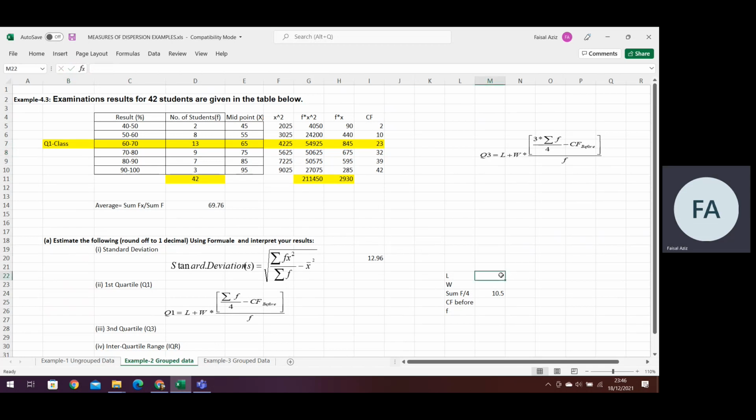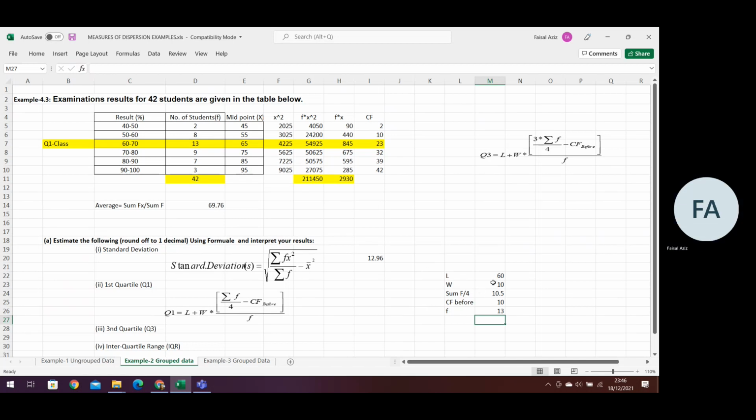So you can see over here that the lower limit of the Q1 class is 60. The width, which is the difference between the highest and the lowest limit, is 10, and the cumulative frequency before is 10. You can see over here, this one. And then the frequency of the quartile class we are having is 13.